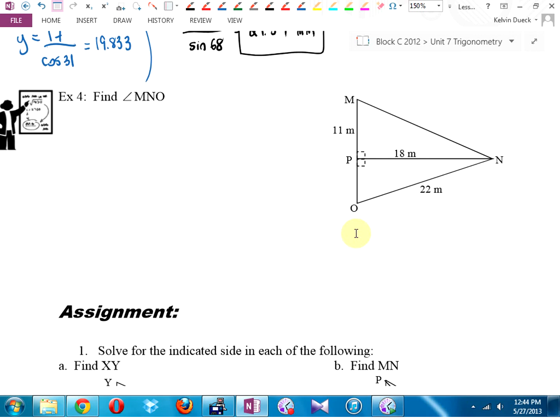Which angle do they want me to find? Marcus, what's the first letter? M. What's the next letter? N. What's the next letter? O. That's the angle they want me to find. Got a problem. That's not a part of a 90-degree triangle. Any suggestions on how I can find that big weird angle there?